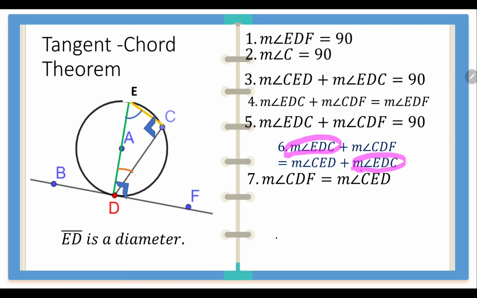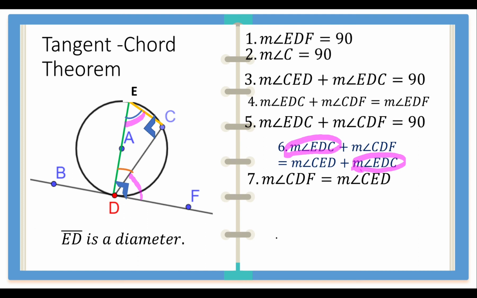CDF is actually, again, this angle is your CDF. And you have here angle CED. CED is this angle here. We can actually say that they are equal in measure or they are congruent. Why? From the previous statement number 6.